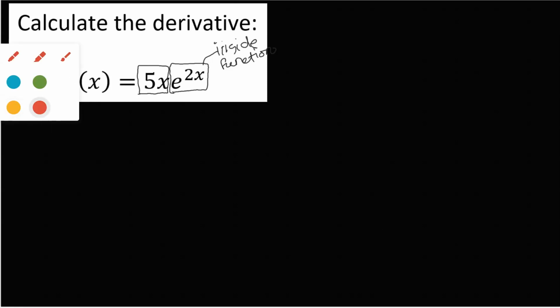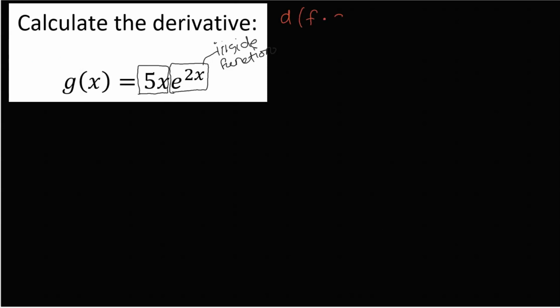Let's remind ourselves of what the product rule says. The product rule says the derivative of f times g is going to be the derivative of f multiplied by g plus the derivative of g multiplied by the function f. Okay, so that is the product rule, and maybe I want to go ahead and use this notation so it's shorter. The derivative of a product is that. Okay, so that's the product rule.